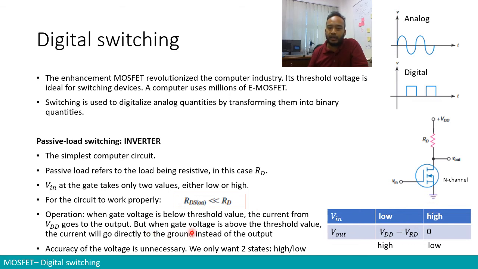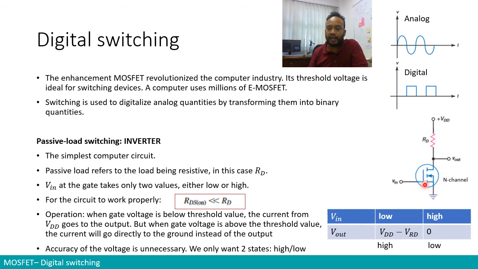Let's see how it operates. When the gate voltage is below the threshold value, which is low, the current that goes from VDD will go directly through the output, right?